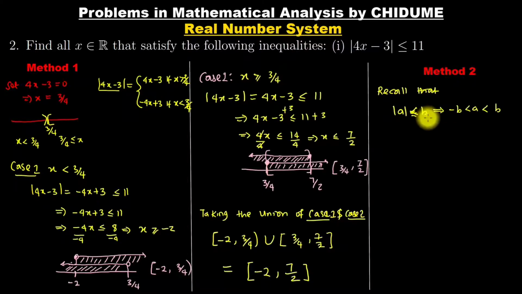If we let the other point x be 0, we have this directly, which is true. So if you have the absolute value of a less than or equal to b, this implies that negative b is less than or equal to a, which is also less than or equal to b.